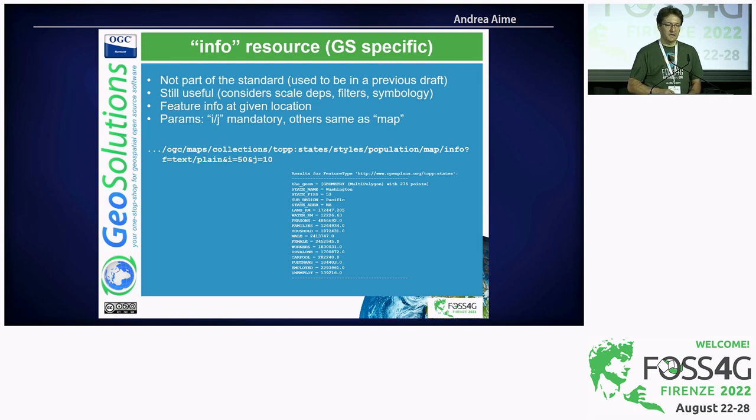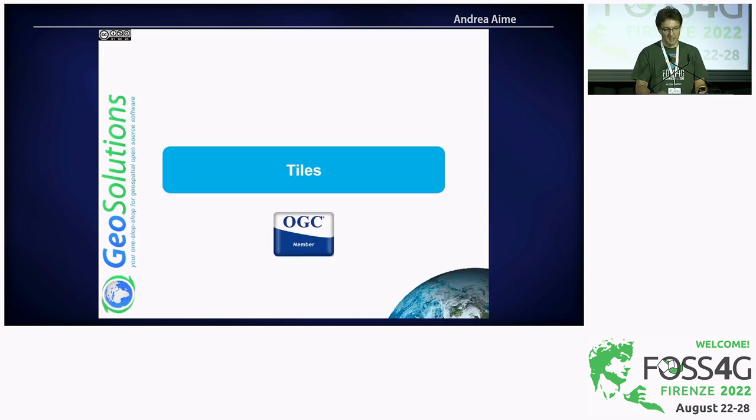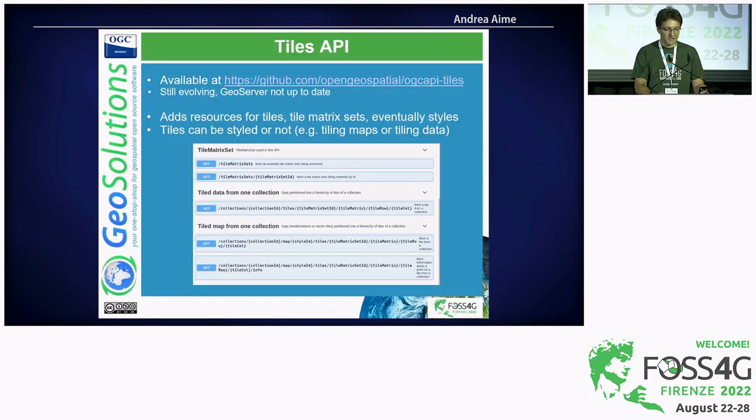GeoServer also implements an info resource to do get feature info. There is some discussion about having this or not in the core of OGC API maps. It's probably not going to be there, but in fact, if you look at the WMS specification, it also says that feature info is optional. So, nothing new.